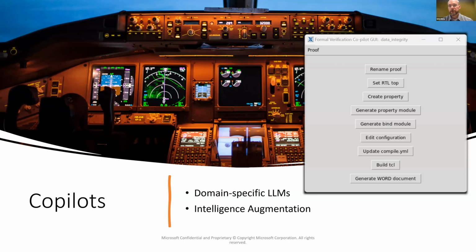I put a little screenshot here of just the front end for the formal verification copilot that I started playing with as a prototype. And you can see there's a button for create properties. There's a button for generate property module, generate bind modules. Let's go ahead and edit the configurations that we want to use for this particular RTL block. Let's go ahead and update our compile to make sure that we've got the files in there that we need. Let's go ahead and build our tickle script so we can run our formal tools, right? And then let's generate a Word document. These are all separate things that have different modules under the hood that are interacting with generative AI in different ways.